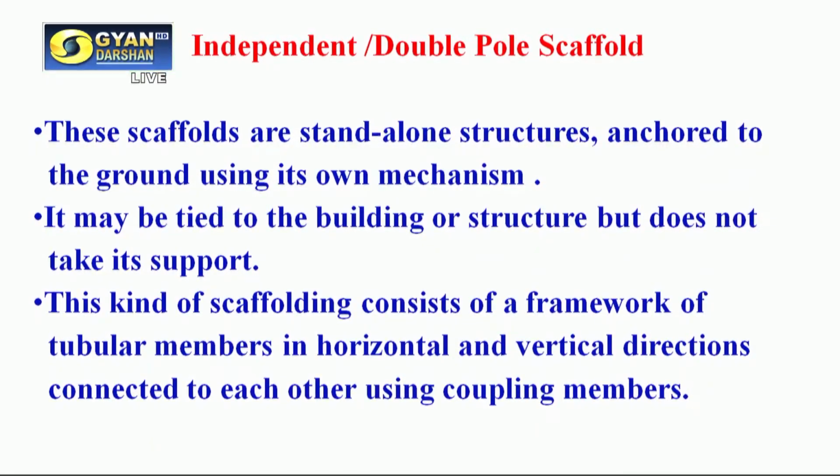This may be tied to the building or a structure but does not take its support. Because in case of some heavy winds, there may be some lateral movement. So just to avoid any case of lateral movement or distortion due to heavy winds, basically, it may be anchored to some structure. Otherwise, as far as the load transfer mechanism is concerned, they need not get any support for load transfer, only for anchoring purpose.